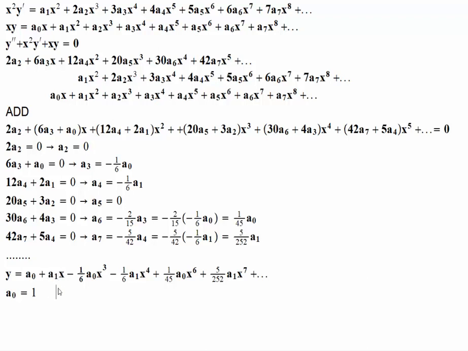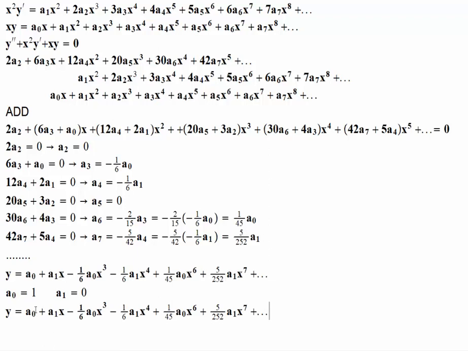Say we assign A0 the value 1, and then A1 the value 0. What happens is we have one solution here. Let's write it as y sub 1. So this is a 1, this is 0. A0 we assumed as 1 and A1 we gave the value 0. So this is one solution here.